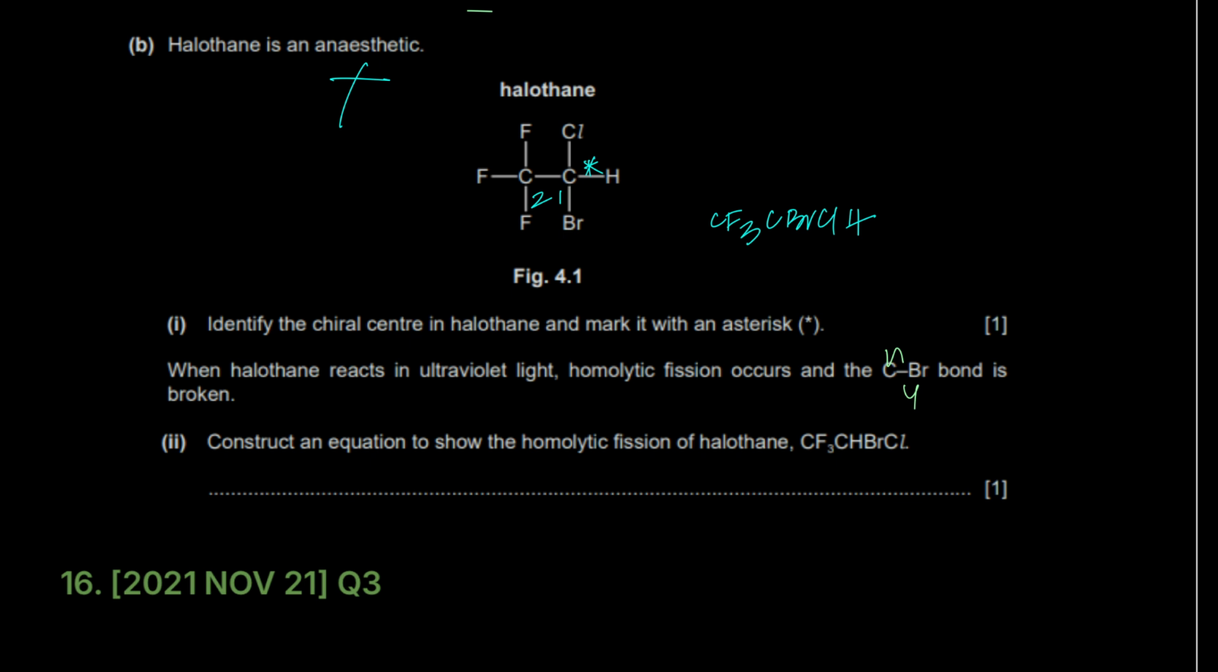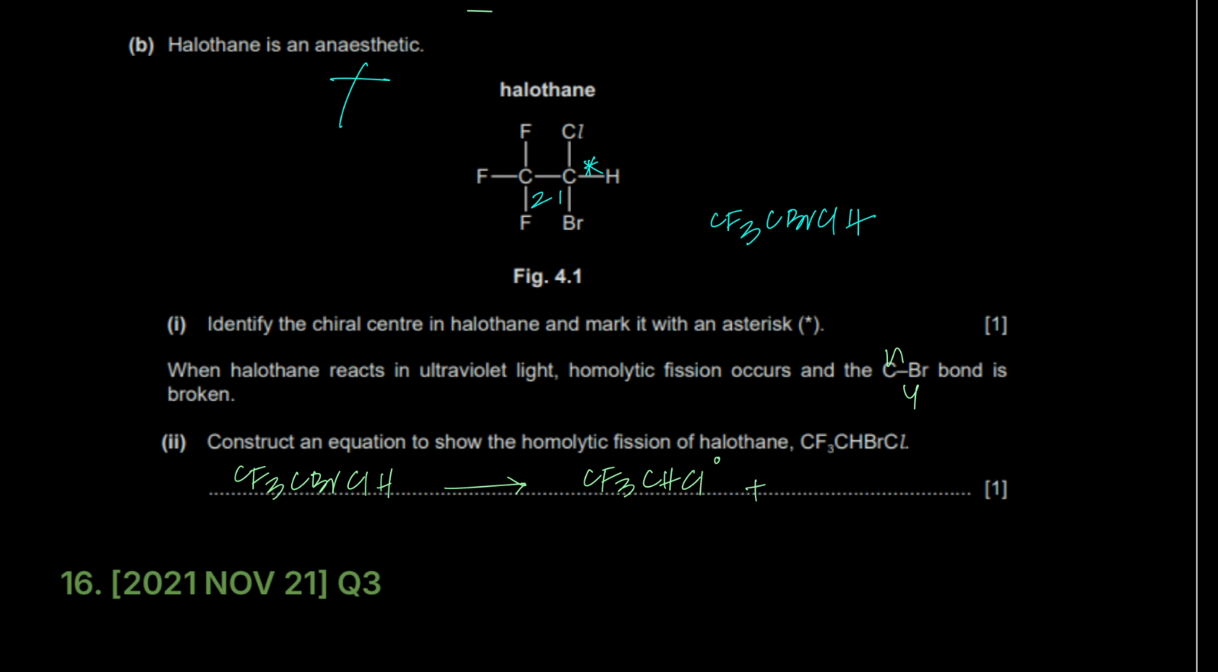So this breaks. And he's saying write the equation to show the homolytic fission of halothane. How do you show it? CF3, C, and this C-Br bond breaks, right? So CBrClH, this breaks. And what do you get? You get CF3, the C-Br bond broke. So now what you're left with is C, H, Cl, and this is a radical which forms. You just show the radical sign. It's not necessary to show the radical sign on this carbon, because we know that this carbon will now have an unpaired electron, but you can show the sign right here.